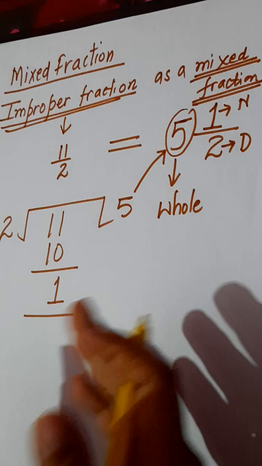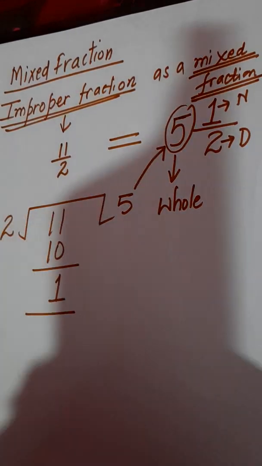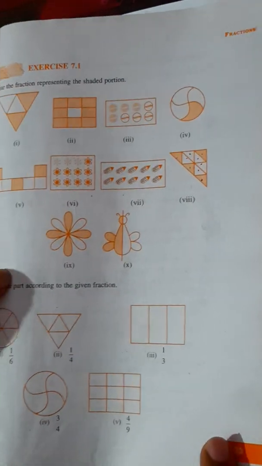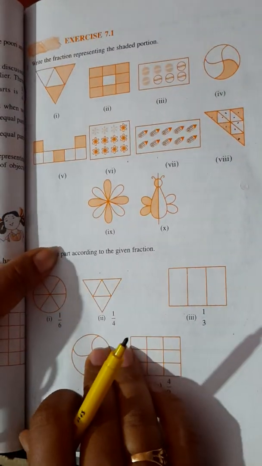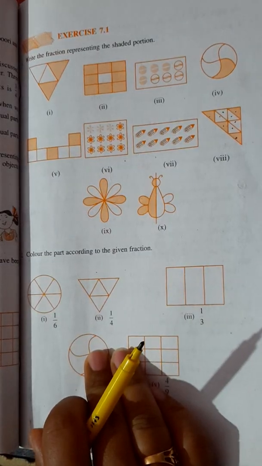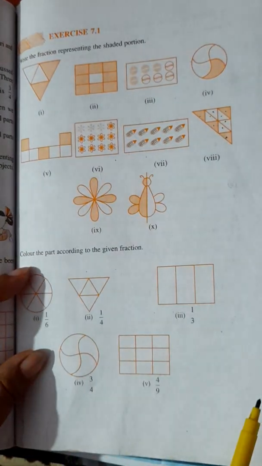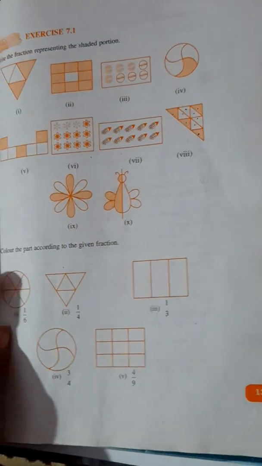So dear students, let's start our exercise, that is exercise 7.1. Dear students, you have to solve first, second and third questions in your books. So let's start our exercise 7.1, which is on page number 135 of NCERT.